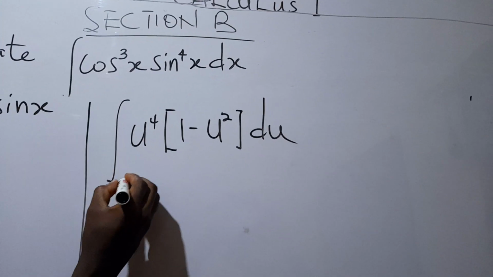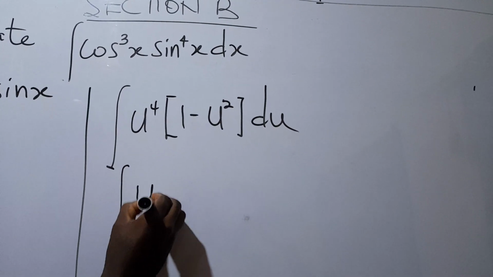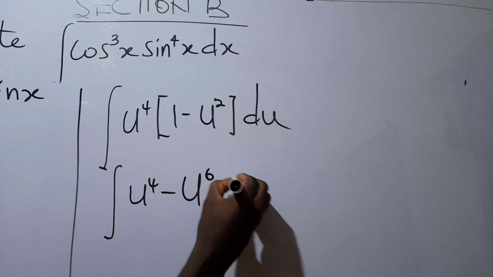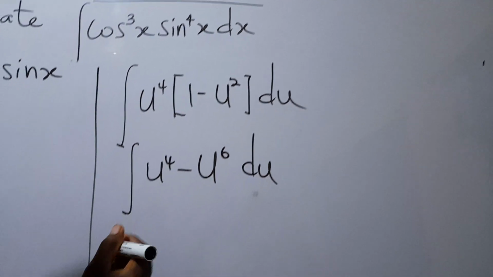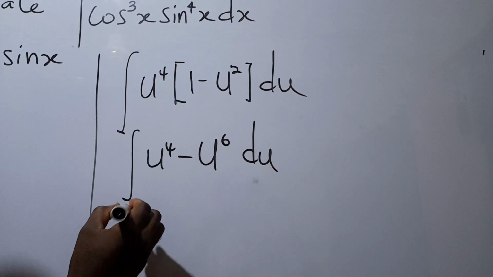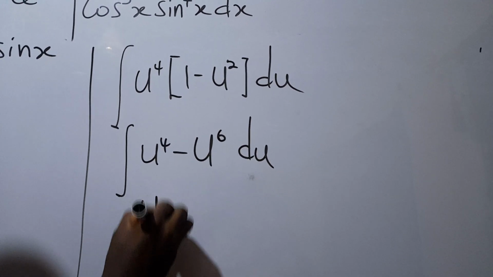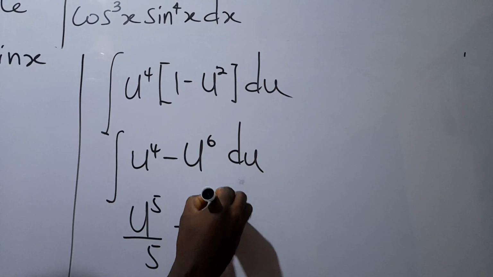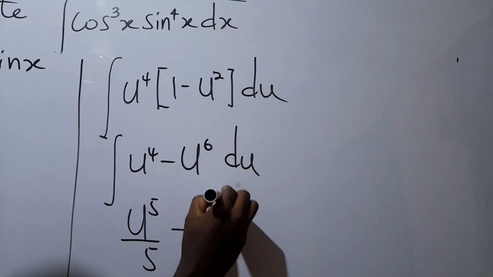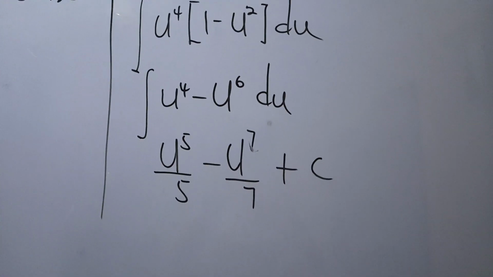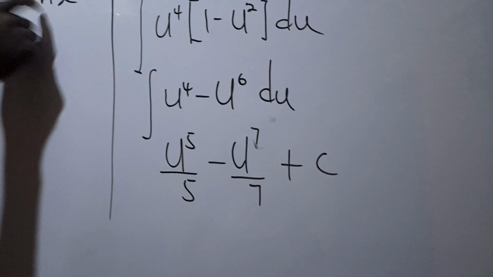So when we expand this, we'll get u exponent 4 minus u exponent 6 du. Now remember the integration rule. To integrate this, you add 1 to the exponent and divide the function by the result. So we have u exponent 5 over 5 minus u exponent 7 over 7, then plus our constant of integration. But remember, u is equal to sine x.